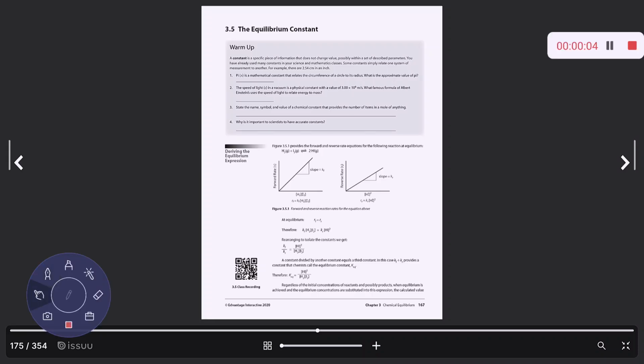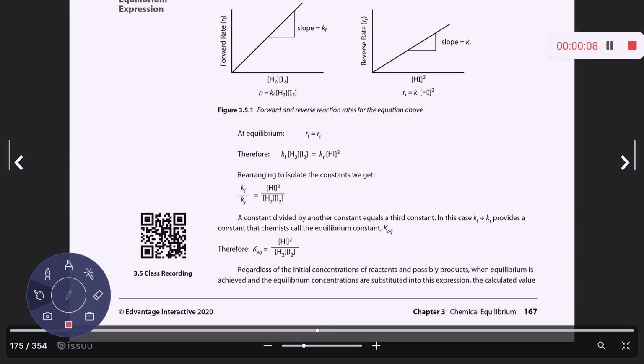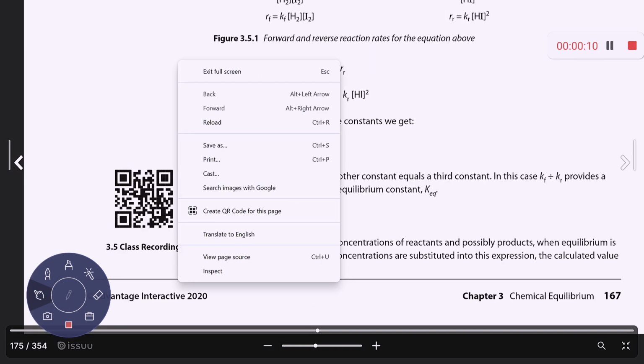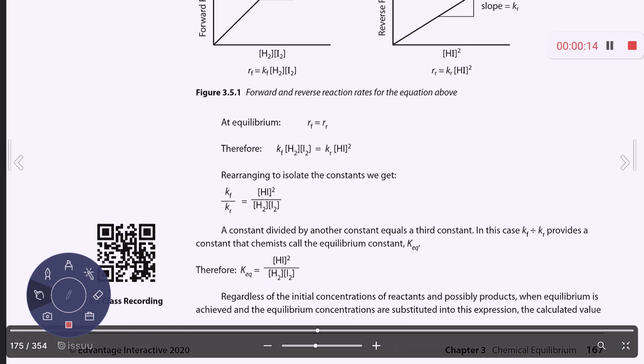Okay, section 3.5 is about the equilibrium constant. When you're at equilibrium, you know that the forward rate equals the reverse rate. So if I take the rate equation for the forward and the reverse rate and set them equal to each other, then I can get something called an equilibrium constant expression. I'm not going to go through the derivation for you.